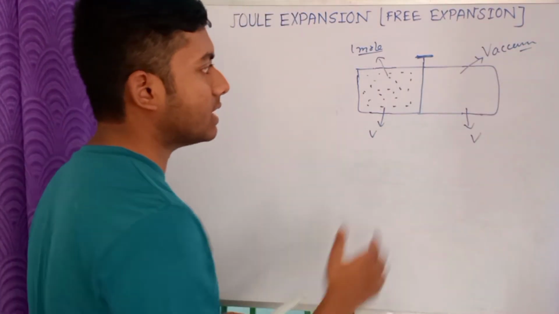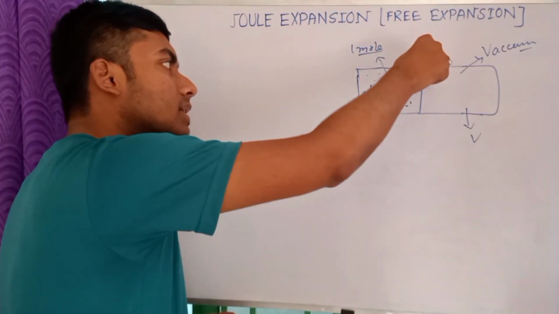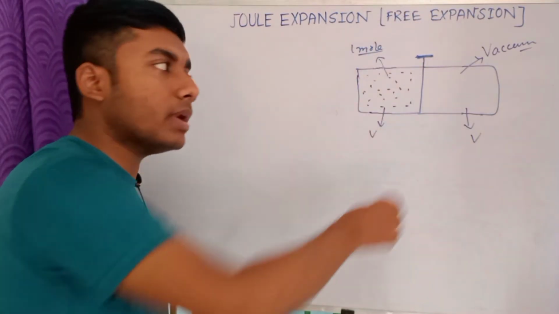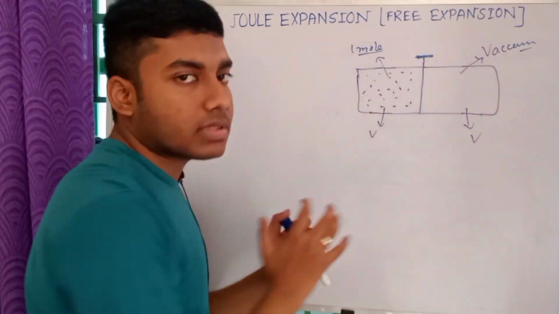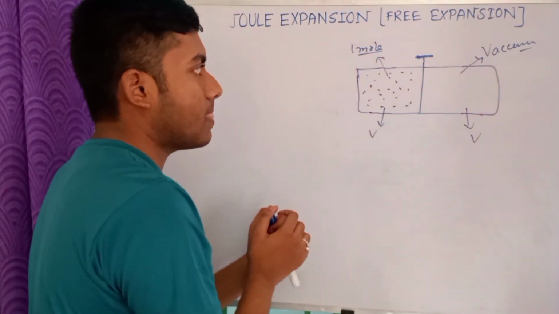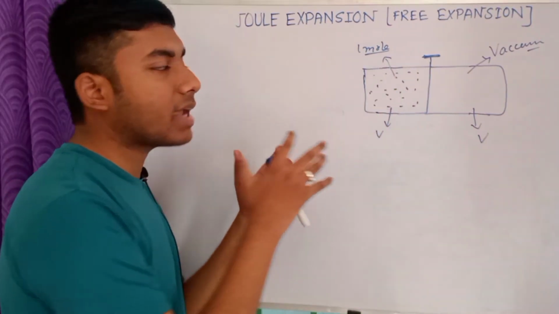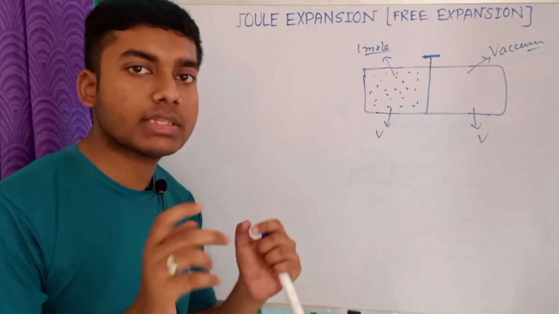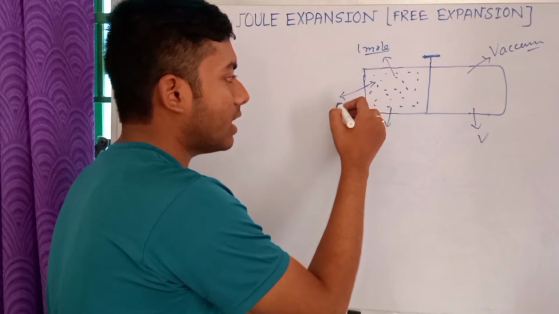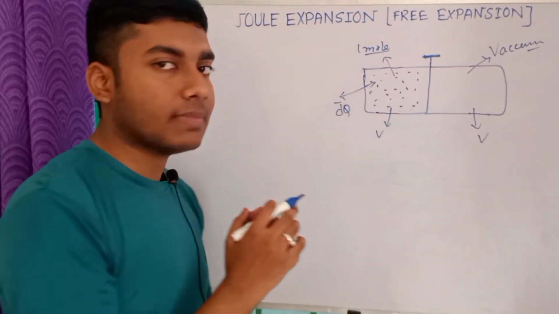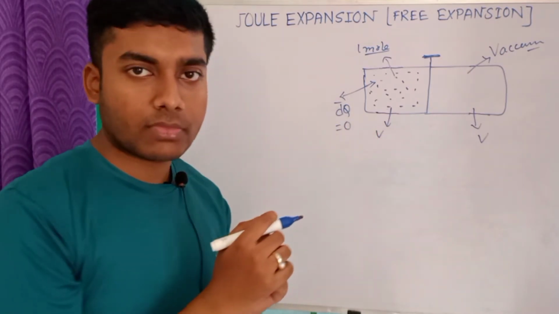And you can see that here is a barrier between these two compartments, and we can externally open or close this barrier. And this total system, this is our system, is kept thermally isolated. That is, there cannot be any exchange of heat between the system and the surroundings. That is, d bar q is 0 here.